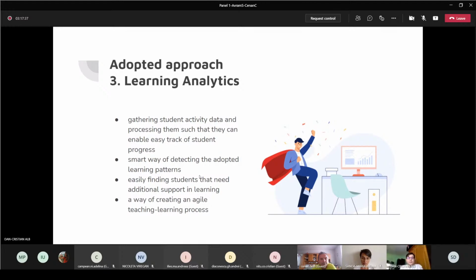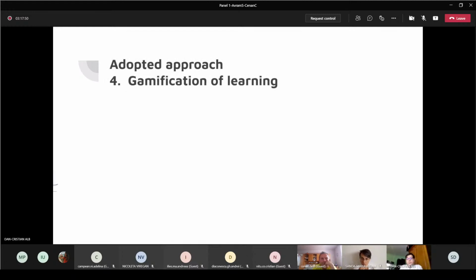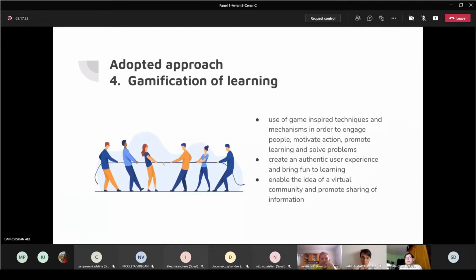However, as I've mentioned, it's easy to see the patterns. It's easy to see what students need additional support, and it can be seen as a way of modeling an agile teaching-learning process. Previously, I mentioned that we want to create an authentic learning experience.